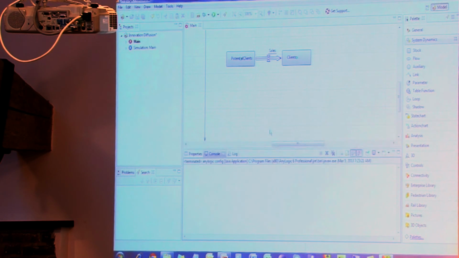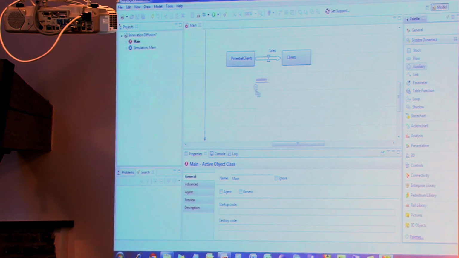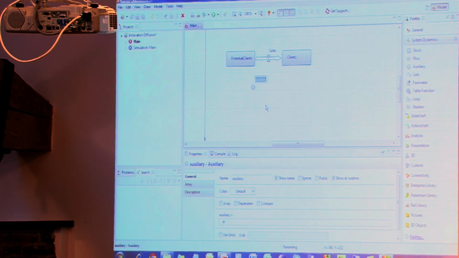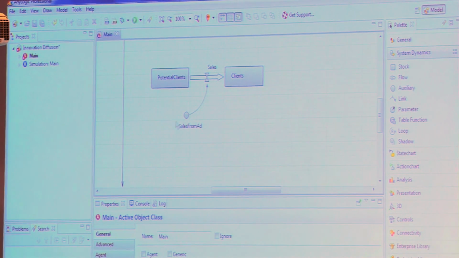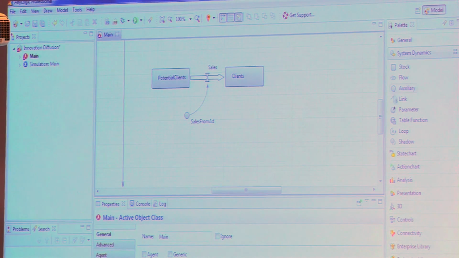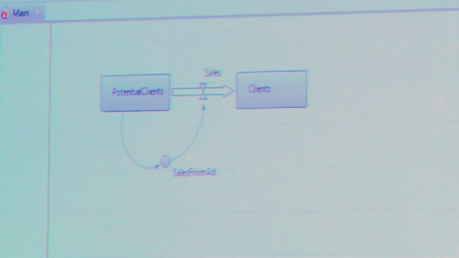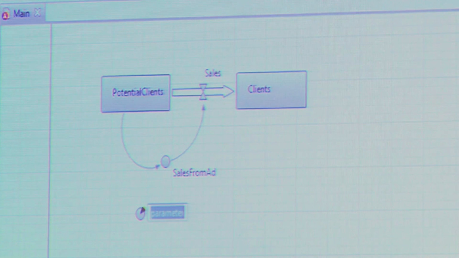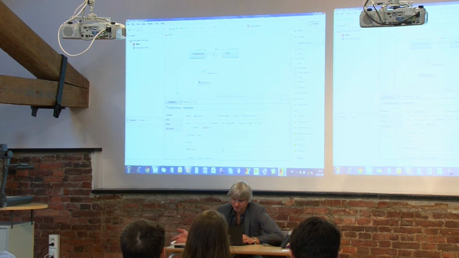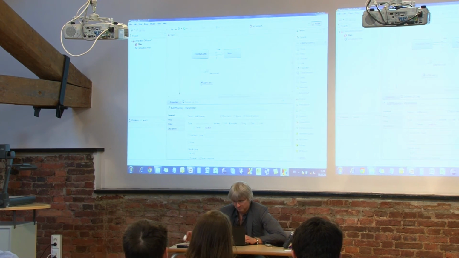So let's continue adding things to the model. Our assumption is that part of the sales are happening because of advertising. So I'll add a variable, sales from ad. And we know that our sales from ad do depend on the size of the potential market. And also we have this magical parameter, advertising efficiency, which I don't know what it is, but I'll just put in some numeric value.